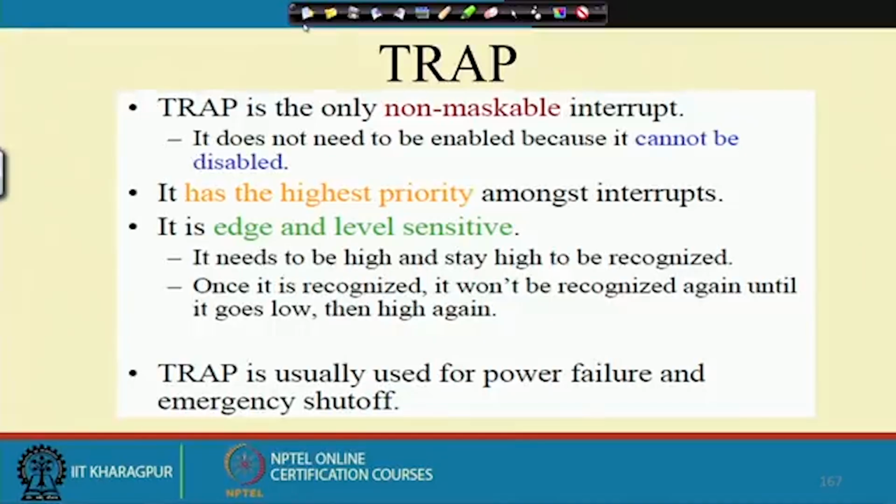So, it needs to be high and stay high to be recognized. That is the first thing, and once it is recognized, it will not be recognized again until it goes low and then high again. So, the low to high transition is important and it has to remain high for some time. That is also important.